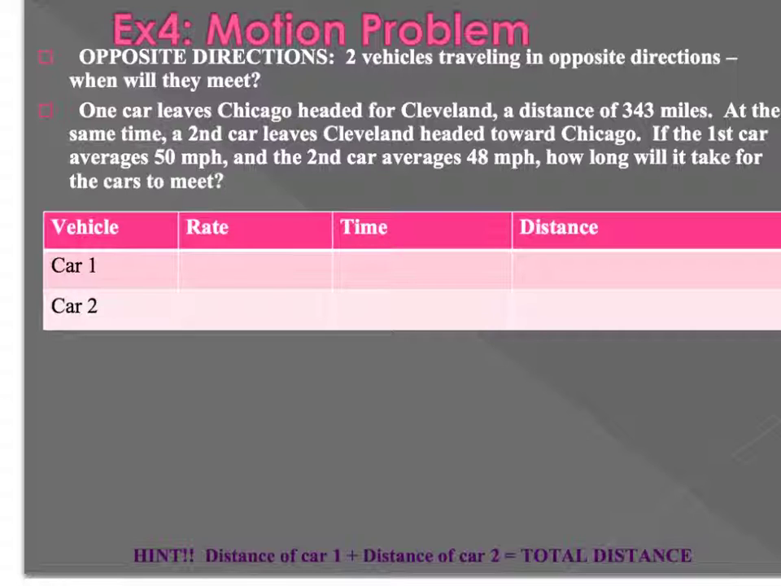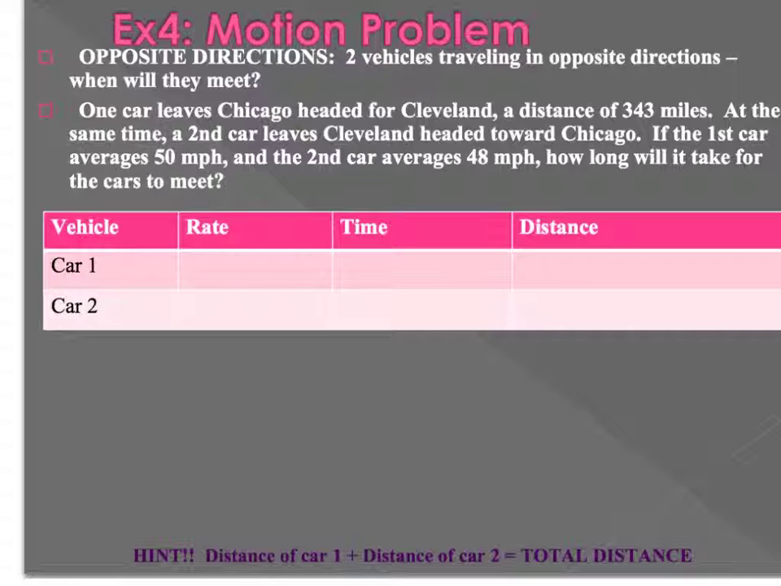One car leaves Chicago headed for Cleveland, a distance of 343 miles. At the same time, a second car leaves Cleveland headed toward Chicago. If the first car averages 50 miles per hour and the second car averages 48 miles per hour, how long will it take the cars to meet?